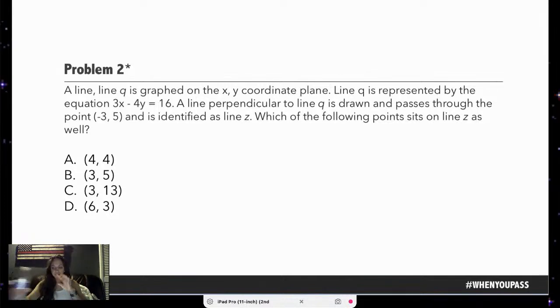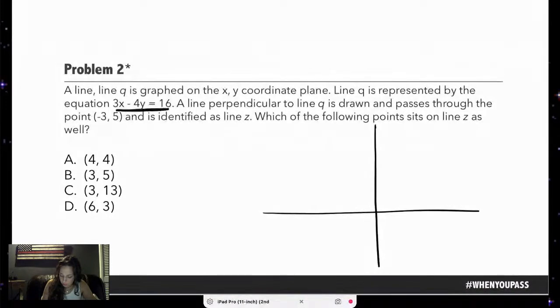So someone specifically asked for a linear equation. So here we go. A line Q is graphed on the XY coordinate plane. So here's my XY coordinate plane. And line Q is graphed. Line Q is represented by this equation. And then it says a line perpendicular to line Q.